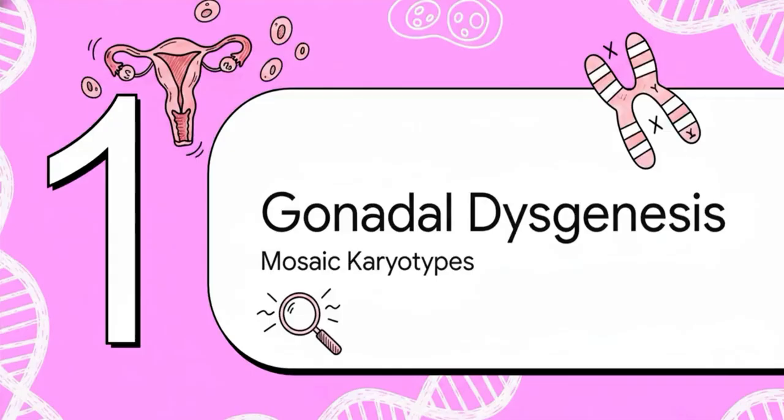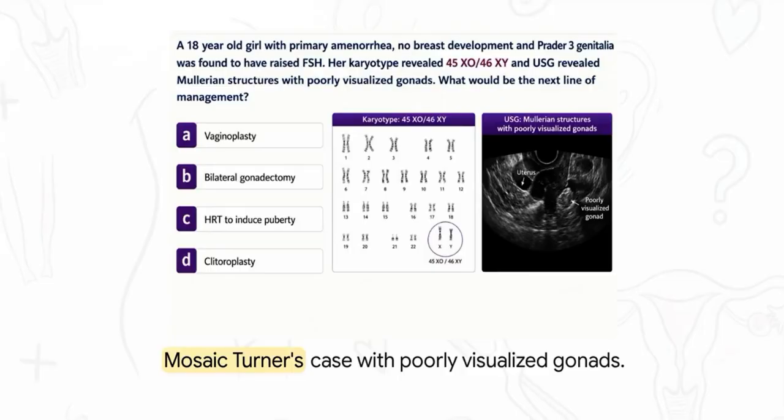Section 1 is all about managing primary amenorrhea in a patient with a pretty specific complex karyotype. This is a classic board-style question that really tests your understanding of gonadal risk. Take a second and read the entire scenario and the options up on the screen. We have an 18-year-old girl presenting with primary amenorrhea, no breast development, and Prader 3 genitalia. Her FSH is raised. Now, crucially, her karyotype reveals a 45XO/46XY mosaicism, and her ultrasound shows Müllerian structures but poorly visualized gonads. So what's our next line of management here?